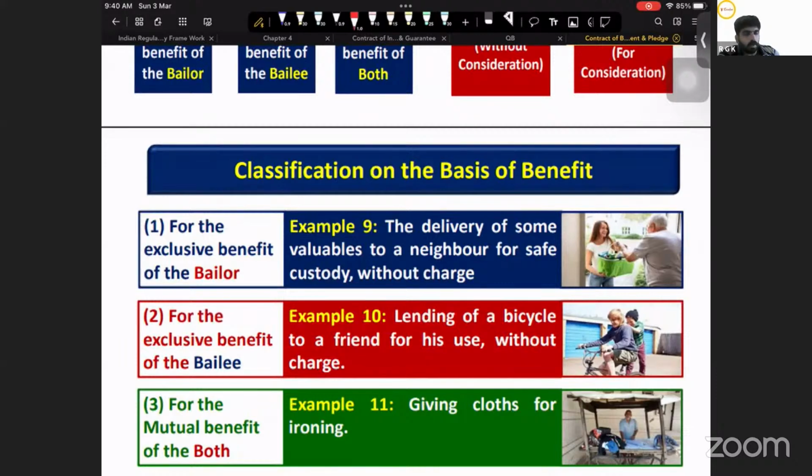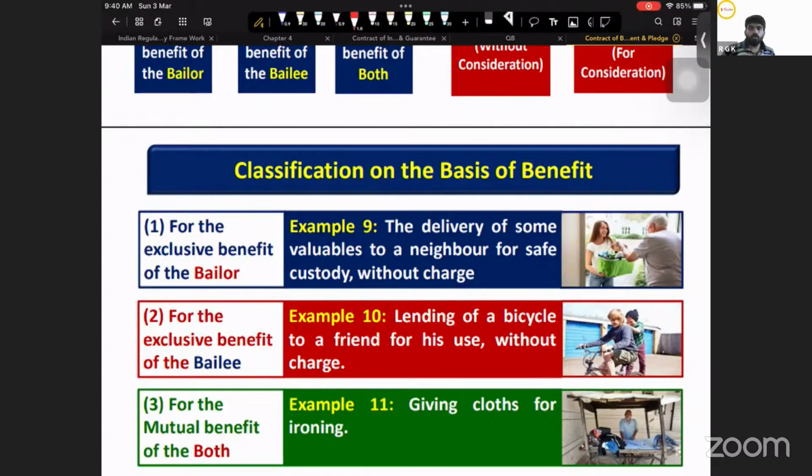You are giving your ornaments to your friend so that he can keep them safely, and maybe you are going for a tour, once you come back he'll return the goods to you. This is safe custody for your benefit. Your friend is not going to charge you anything here. This is called as for the exclusive benefit of the bailor.